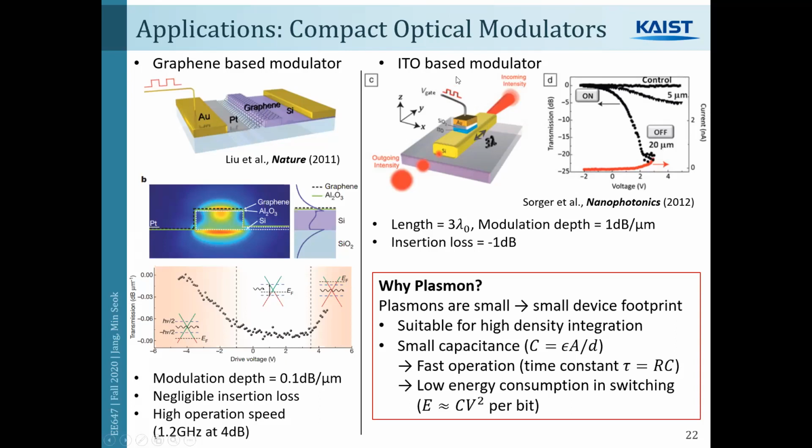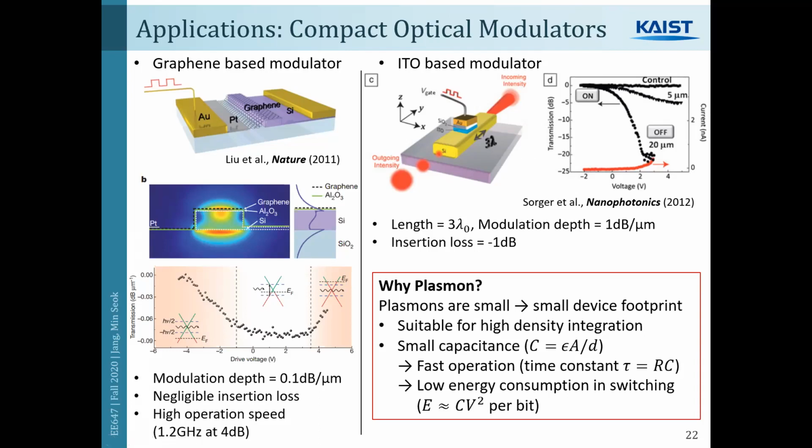And here similarly, you can also use a gold ITO silicon structure, and you have a very confined plasmonic mode. And using this confined plasmonic mode, you can create a very compact optical modulator. And in this case, the thickness is only 3 lambda. Okay, so 3 wavelengths, and you could achieve the modulation depth of 20 dB. So it's pretty decent.